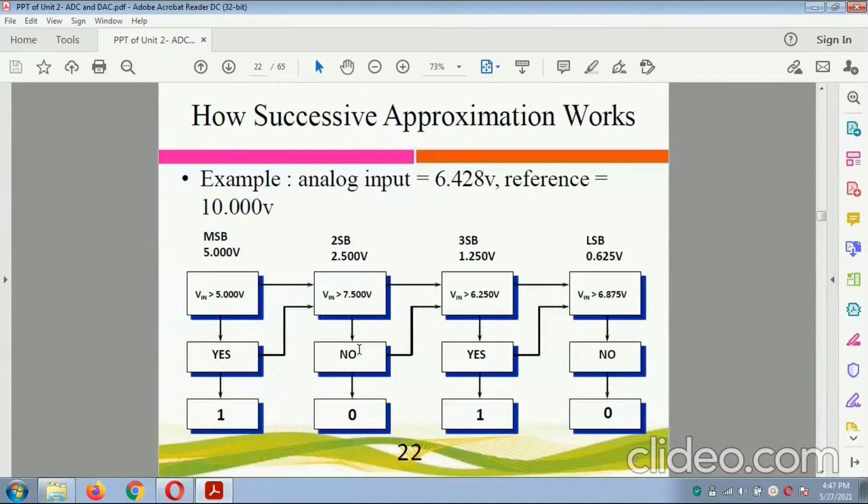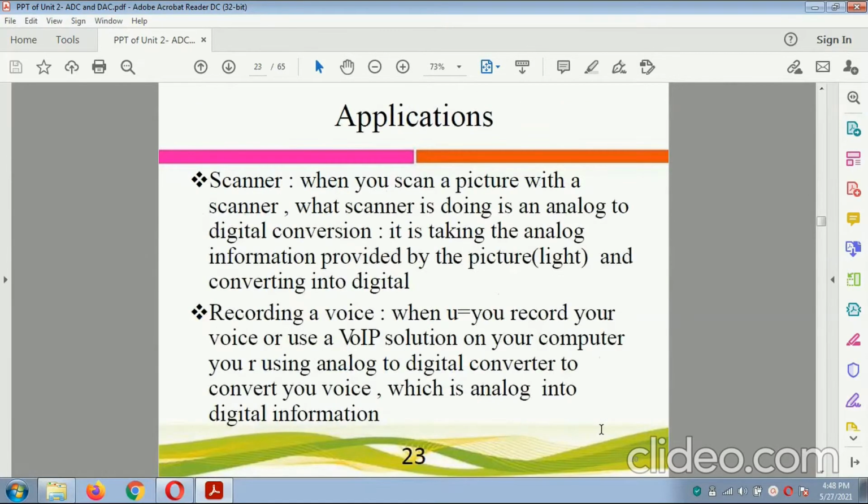How does the successive approximation work? For example, the analog input is 6.428 volt and the reference is equal to 1000 volt. Then the MSB, that is the main significant bit, is 500 volt, then 2SB, 3SB, LSB. If these conditions are satisfied, then it goes to 1. If these conditions are false, then it goes to 0, and the system can be on or off.